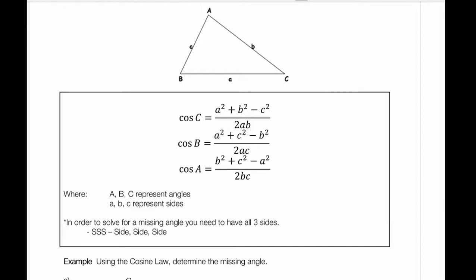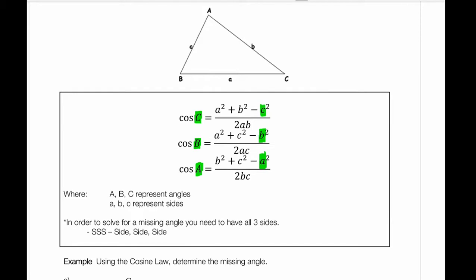So our cosine law formula generally is cosine C equals a squared plus b squared minus c squared, divided by 2ab. And it's the same general formula if we're solving for B and A. The only difference is the angle that we're looking for and the side that we're subtracting. So again, the key thing is it's the exact same formula. However, we just want to make sure that when we're plugging in information, the angle that we're looking for, its corresponding side is being subtracted when we square everything.